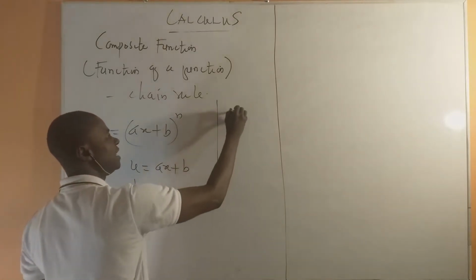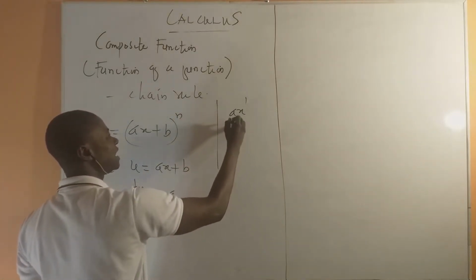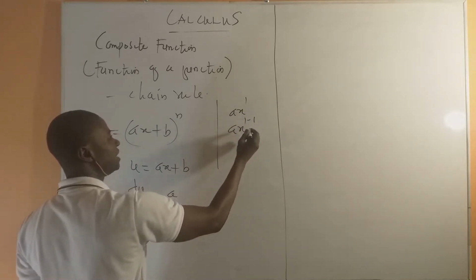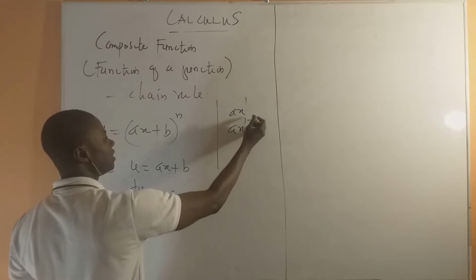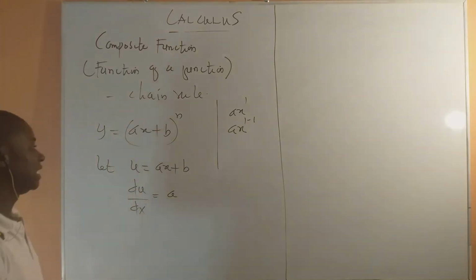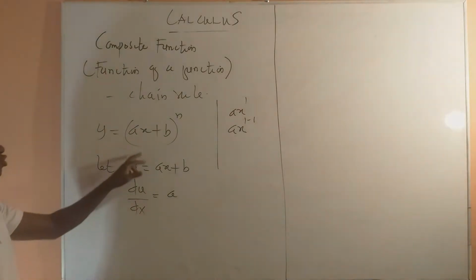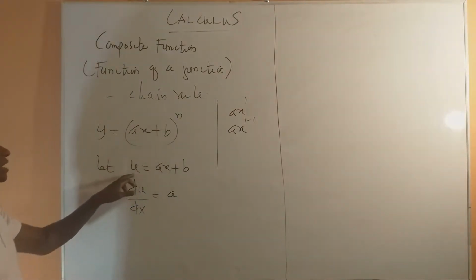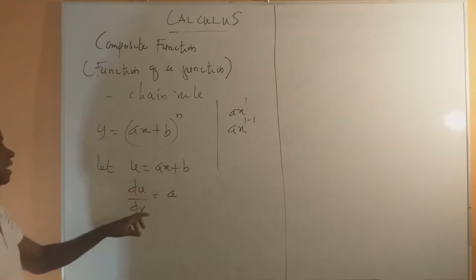Now, if you have ax, the exponent is 1. 1 times a is a. Then you have x. When you subtract 1 from this exponent you get exponent 0, and x exponent 0 will give you 1. 1 times a is a. That's how we are getting the a. So you let u be equal to the expression you have in the bracket, and that is ax plus b. Then you differentiate that u with respect to x, and that will give you a.